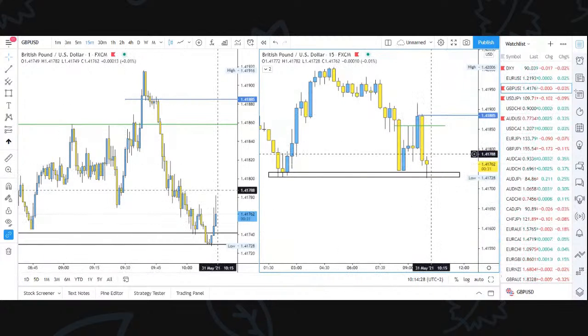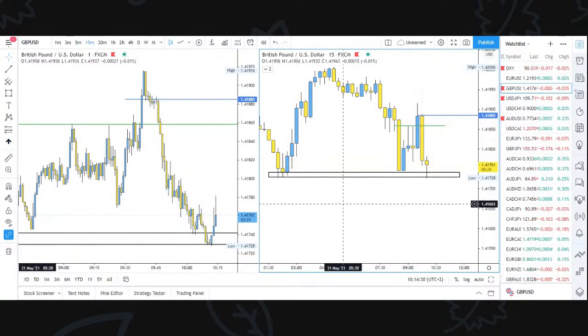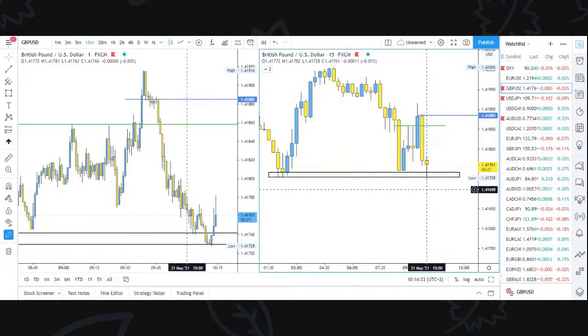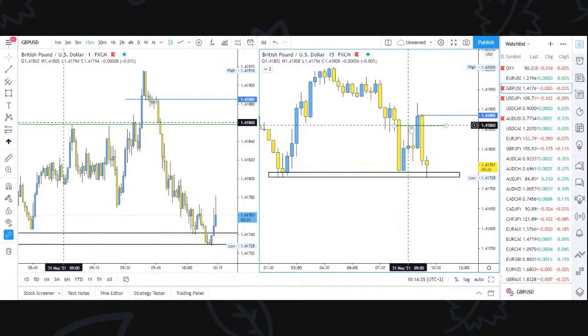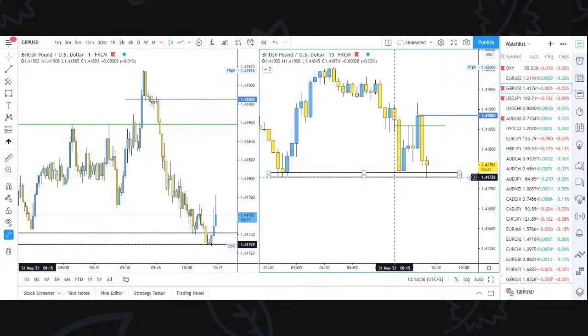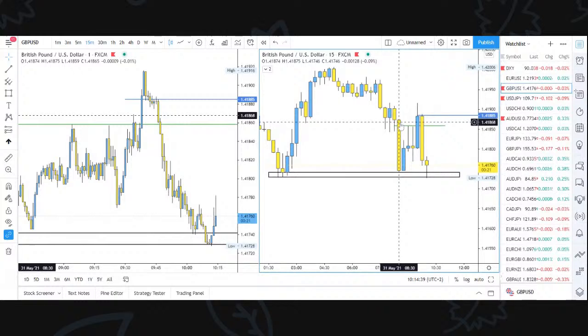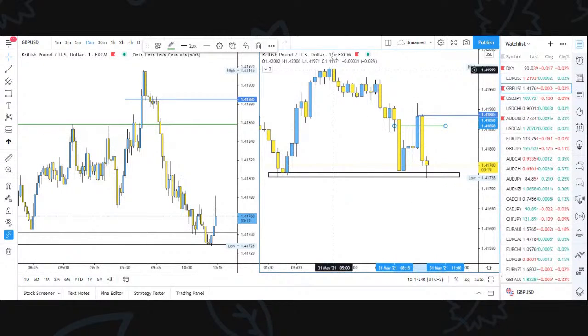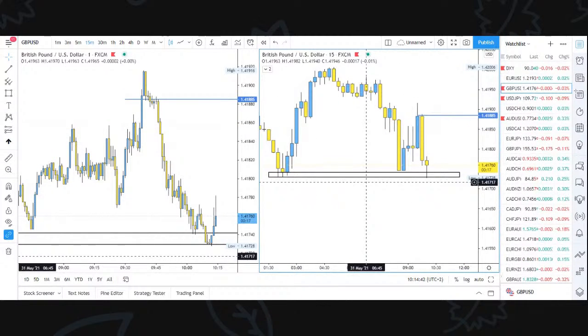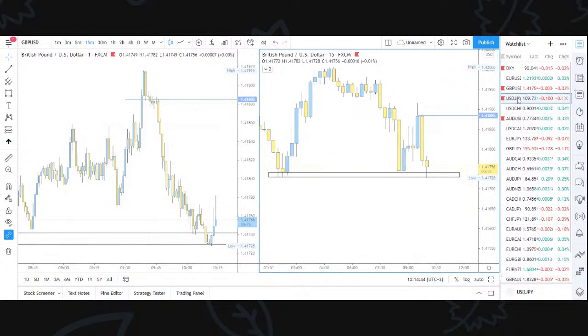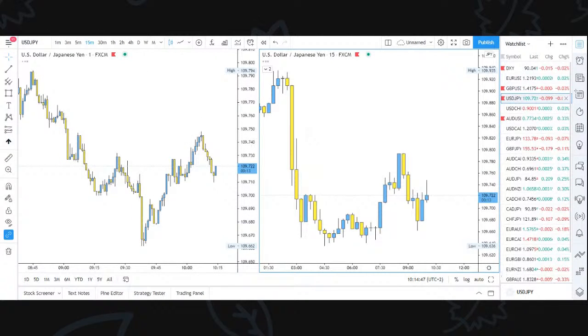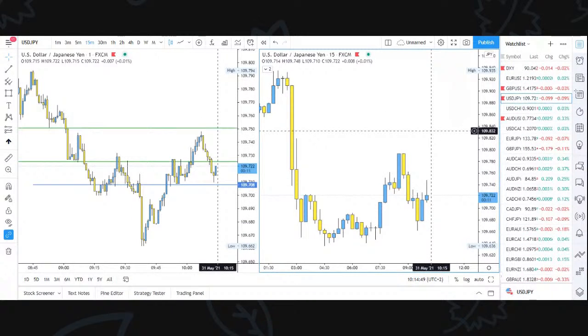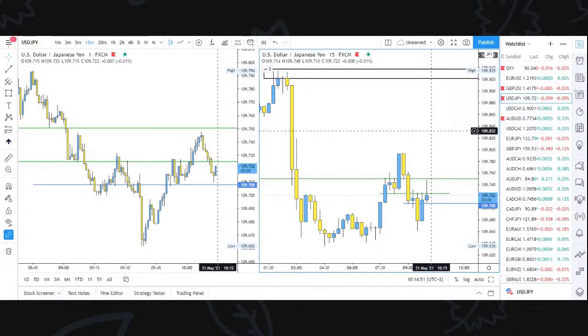Pound is failing to break below, so we're creating this weak rejection. It's an attempt to go lower. That's all it is. Let's see, man. Let's see what's going on.